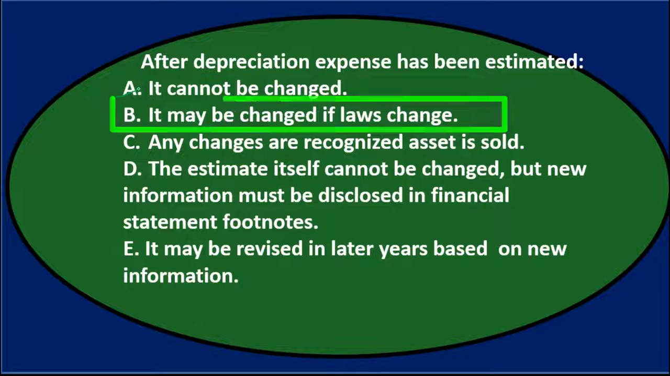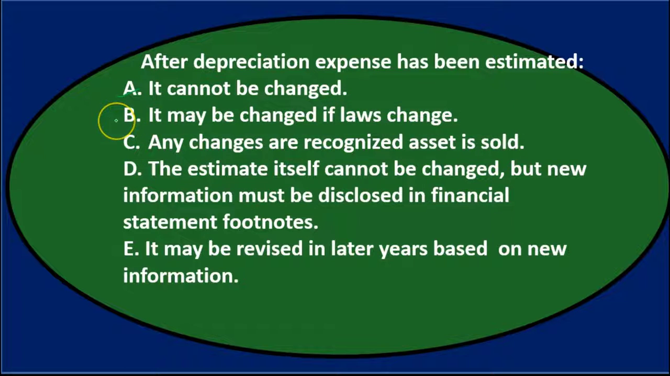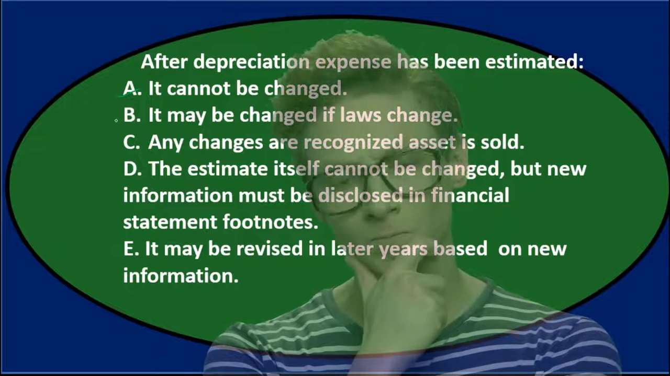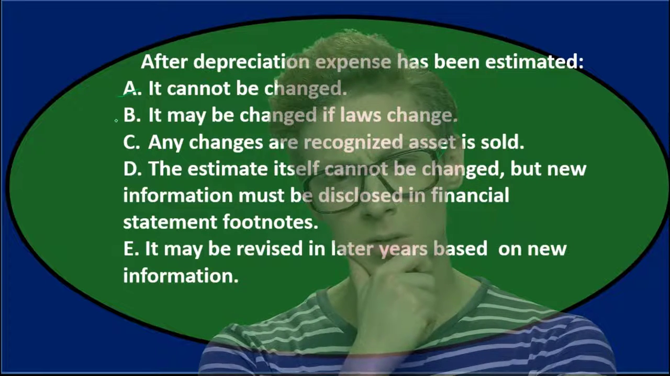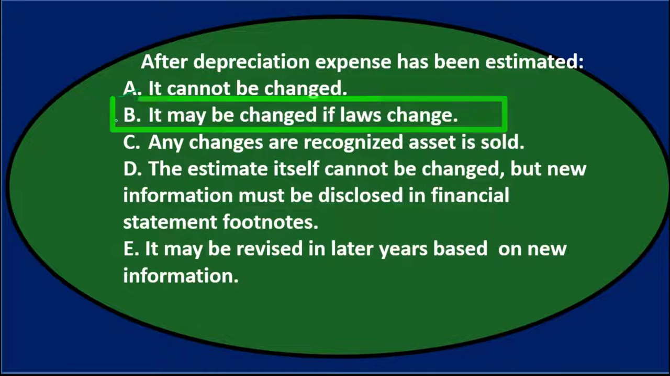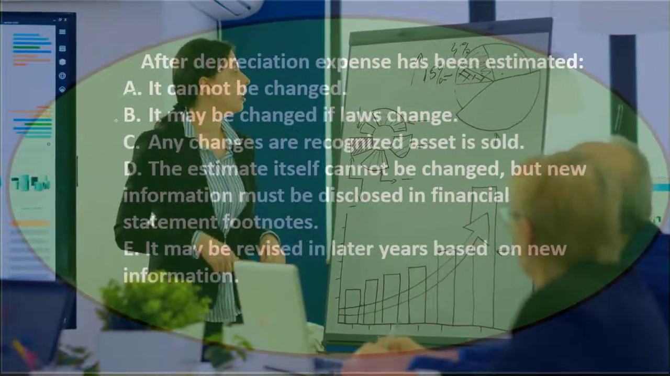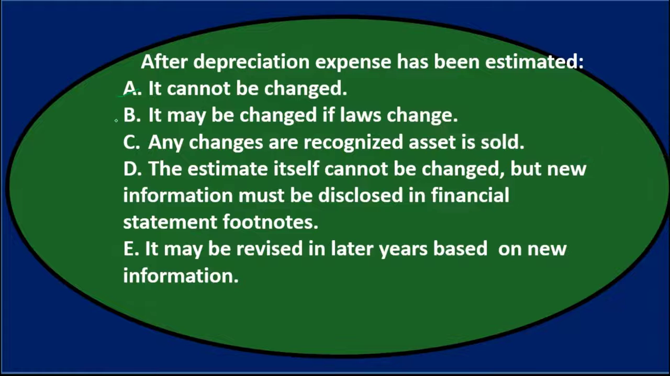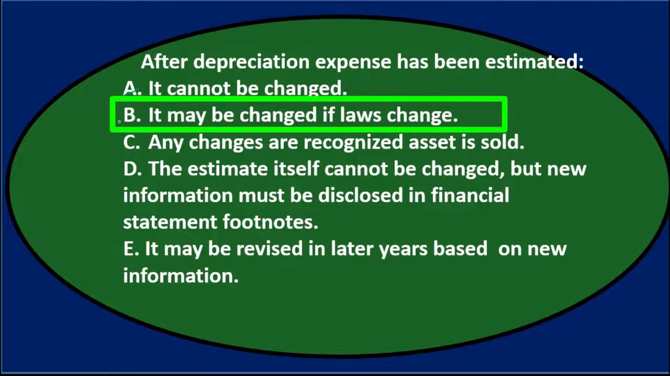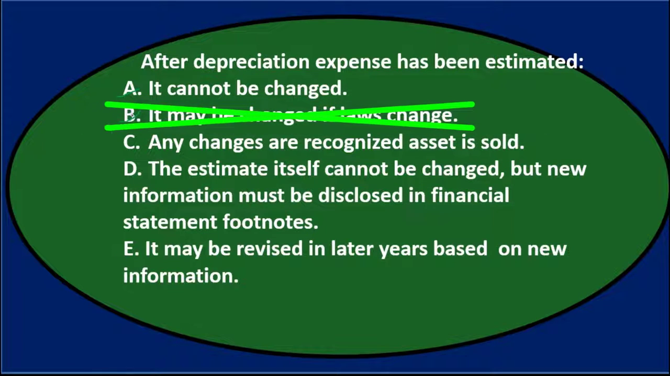B says it may be changed if laws change. And I'm thinking that's probably not it, because the law may not be the thing that changes. It's probably just the fact that we have some new information that would be better represented. If we can better represent the financial statements, you would think we should be allowed to do so under the current system. So I don't think that's it.